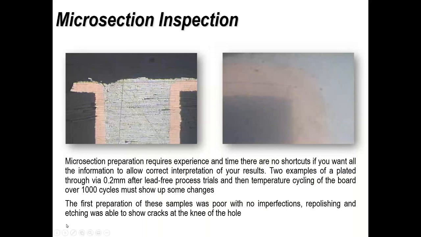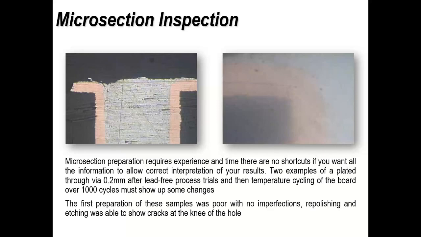Now, microsectioning, you've got to do it properly. If you don't do it properly, you're not going to see anything. I wanted to share this example. I was doing some work with a company when I was doing temperature cycling on boards. This was during the introduction of lead-free technology. So we were making boards. We were producing 0.2 vias, which was high-end at that time. And we wanted to see the reliability after temperature cycling.